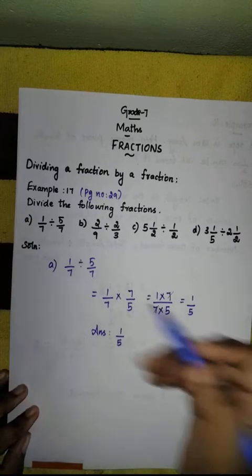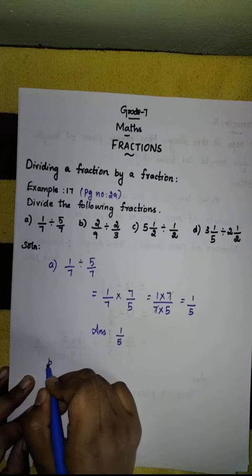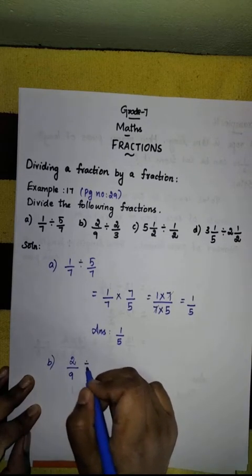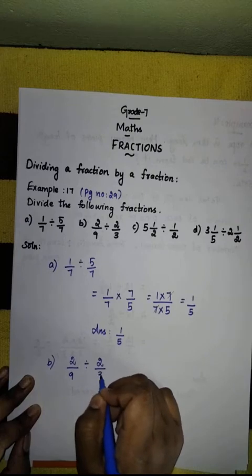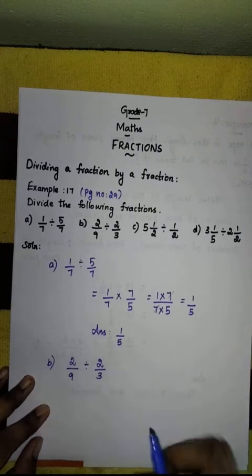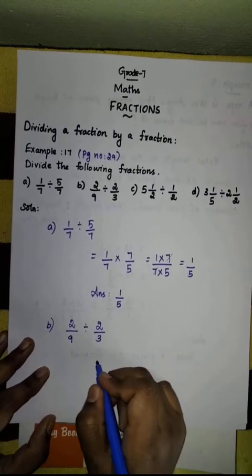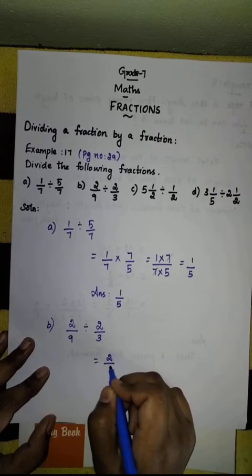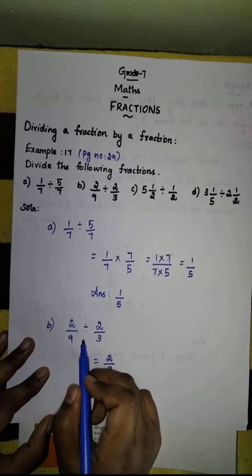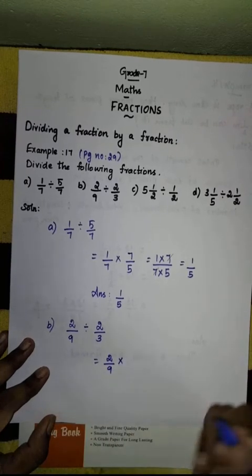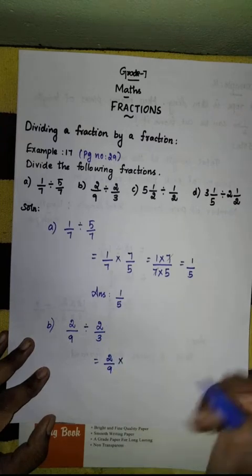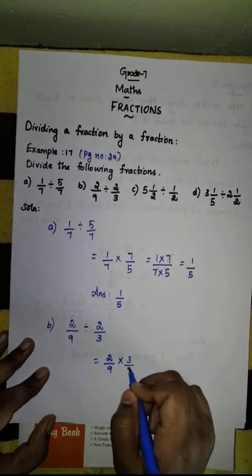Okay, now take the second question. B. 2 by 9 divided by 2 by 3. What is the first step? First write the first fraction, 2 by 9. Then this division sign will change into a multiplication sign. Then take the reciprocal of the second fraction. The 2 by 3 will change to 3 by 2.